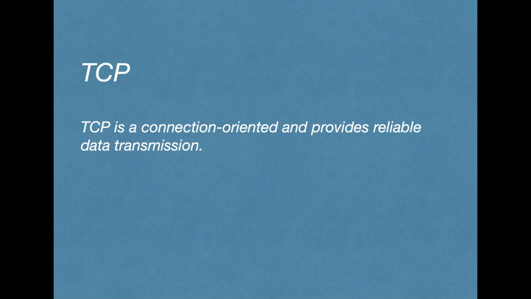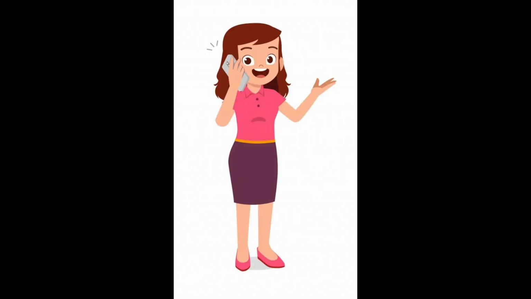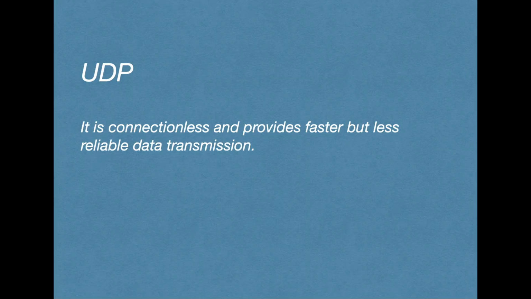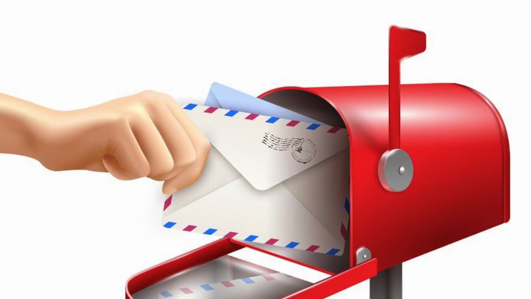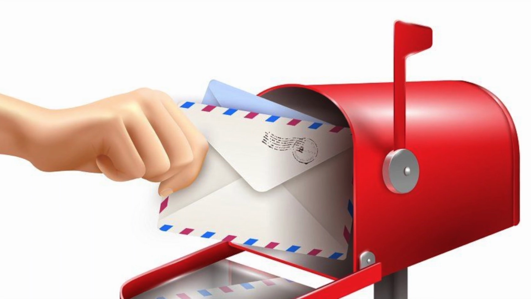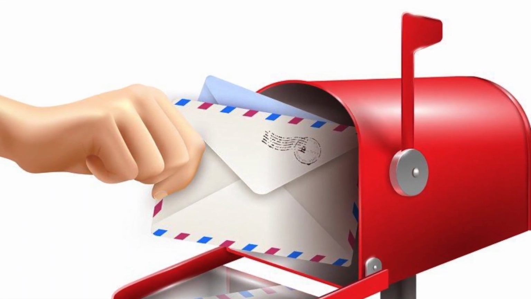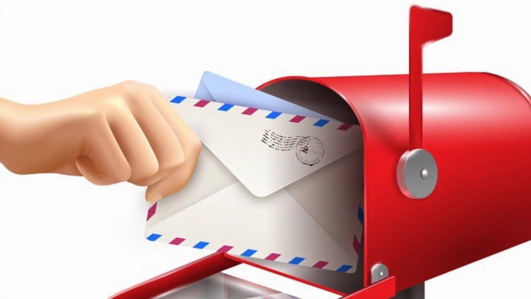To better understand the transport layer, it's essential to grasp the differences between TCP and UDP. TCP is connection-oriented and provides reliable data transmission. It's like a phone call where you ensure that the other person hears every word you say. UDP, on the other hand, is connectionless and provides faster but less reliable data transmission. It's like sending a postcard. You send the message, but there's no guarantee it will reach its destination intact.